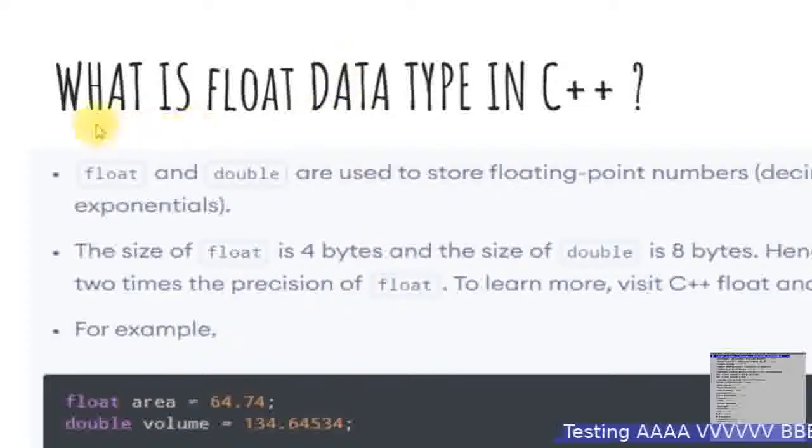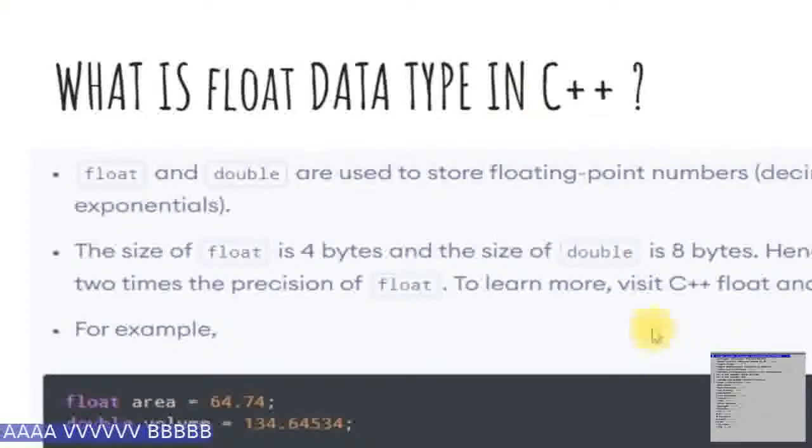Here we are going to discuss what is the float data type. Previously we were discussing the normal integers or normal numbers that we have on the number line, and to use them in your C++ programming you have this data type called int. Now to work with decimal point numbers or exponential numbers you have this data type called float.